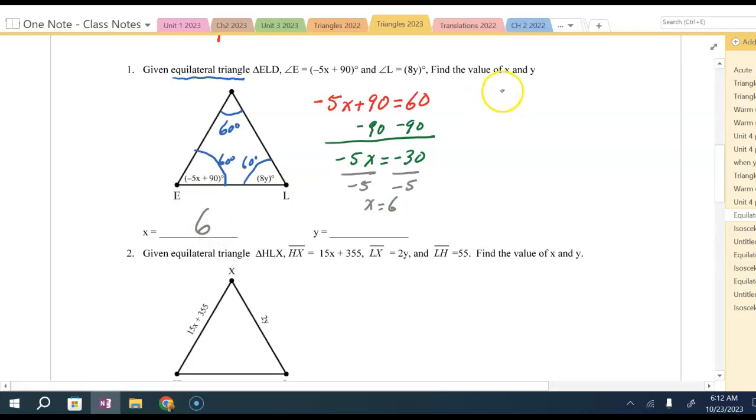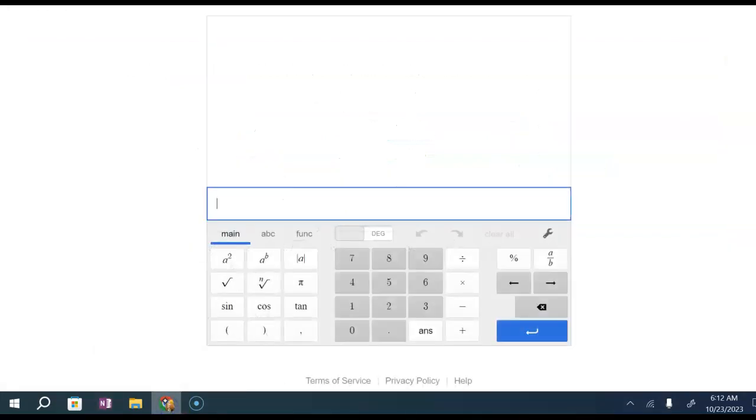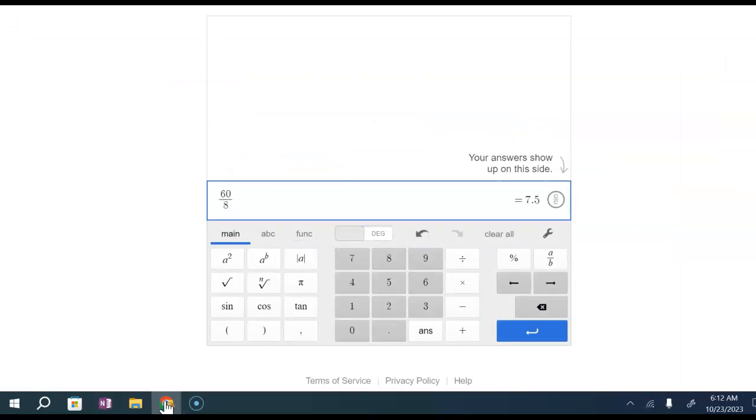Likewise, 8y is equal to 60. If you divide by 8, y is equal to 15 over 2, or 7.5. It's okay if you leave your answer as a fraction. If you want to leave your answer as a decimal, that's perfectly fine. And just to show you the fraction button on the calculator, if you do 60 divided by 8 and press the little circle here, convert to fraction, it'll convert to a fraction for you.